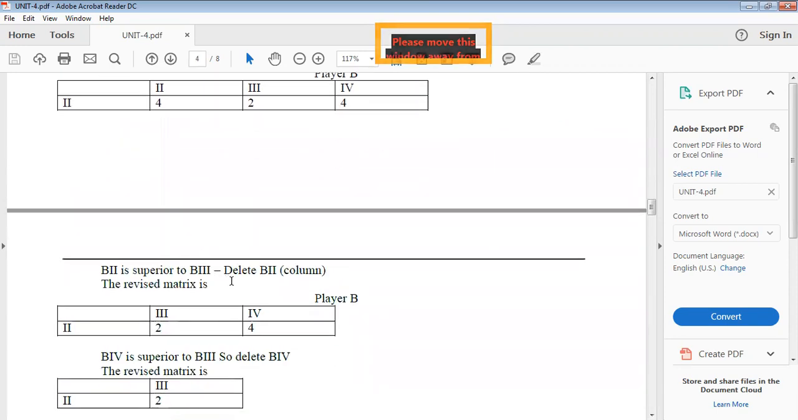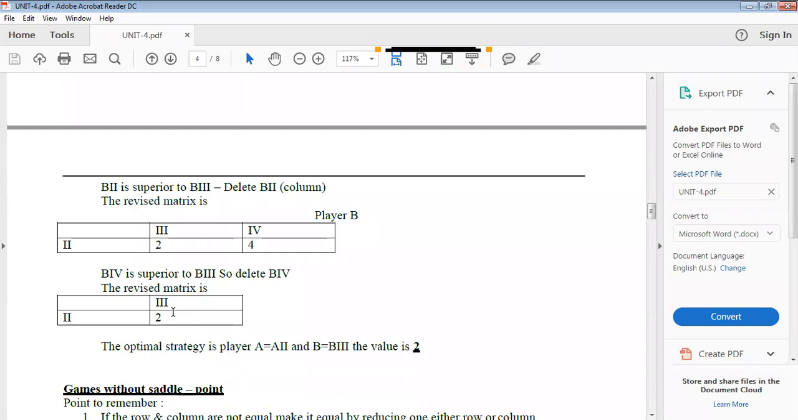So in this 4 2 4, again you compare this particular thing. Second is dominating third one, automatically second row will go out. Second row will go out automatically, and third and fourth are there. Third and fourth again, and fourth is dominating the third row, and fourth will go out. Finally, you are left with third. So finally, that is nothing but the optimal strategy of the player A is A2, B3. The value is nothing but 2. So this is the way one has to solve.